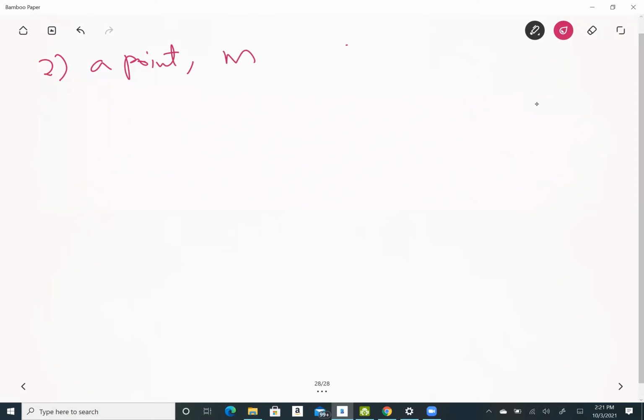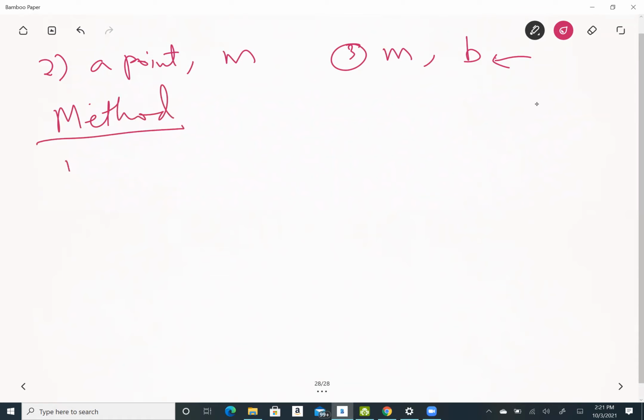Then number 3, very simple. You are given the slope and the intercept. This one is, of course, very trivial. Now let's find the method on how to get the equation given 2 points. We start with number 1, and here we are going to do it by substitution. There is another method, but I'm going to discuss just the method of substitution.